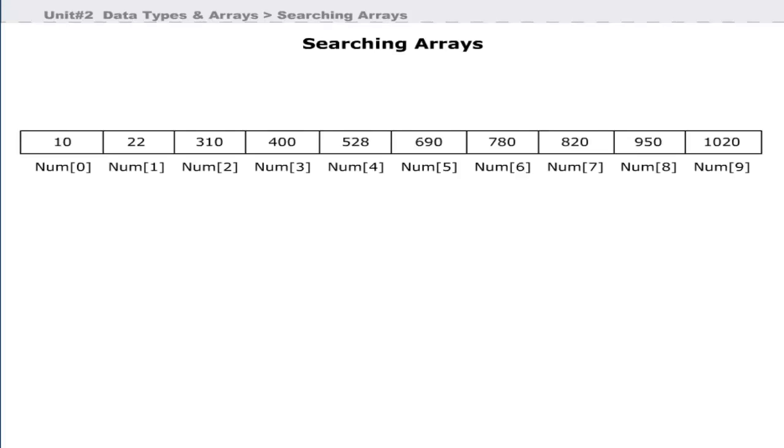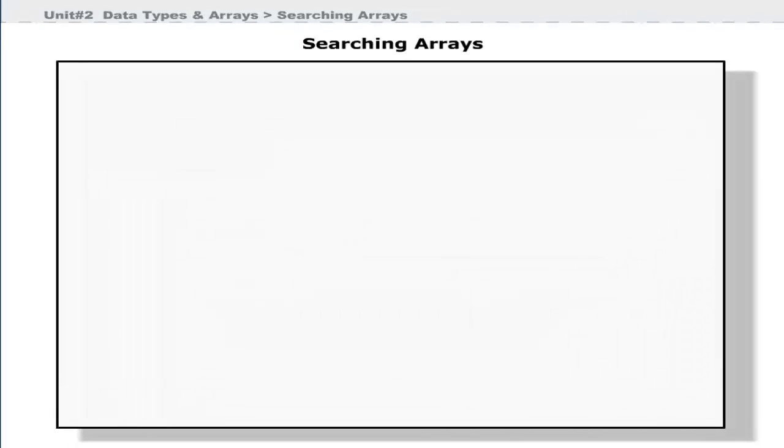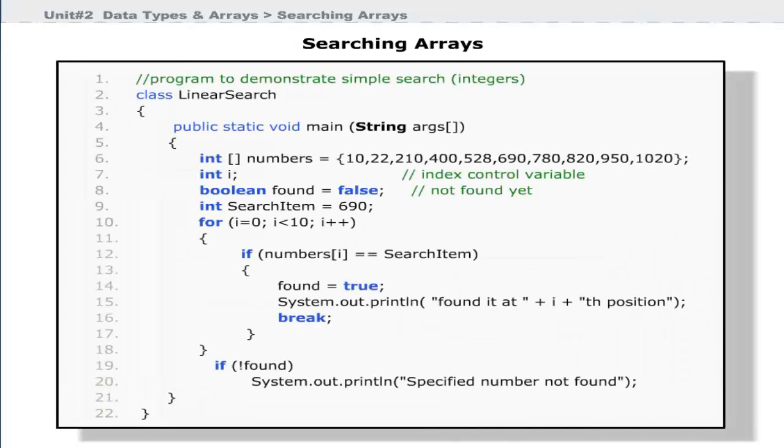Now we will learn searching arrays. You can search for a specific item in an array. Searching involves comparing the required item with all the values in the array. For example, if we have an integer array containing 10 values as given in this figure, and we want to search 690 in this array and print the position of that element, then we have to compare each value in the array elements with 690. Now let us see the program that completes this task.